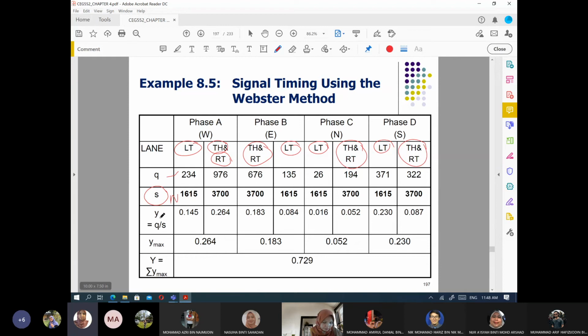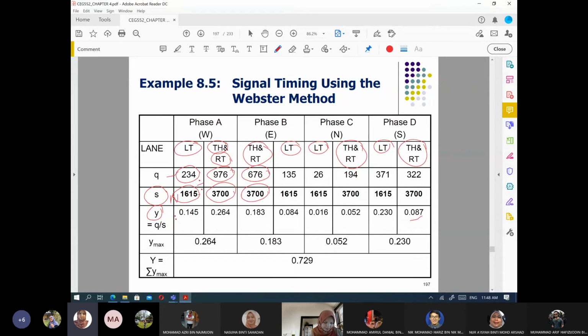Right. Then you need to find your y value. It is equals to Q divided by S, the flow divided by saturation. So what you do is that you ambil 234 bahagi dengan 1615. So you dapat 0.145. Okay, so you buat setiap satu lah. 976 bahagi yang ni, setiap satu sampailah you dapat at the end here.